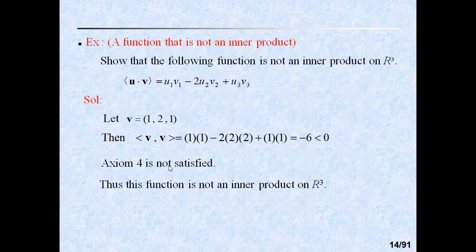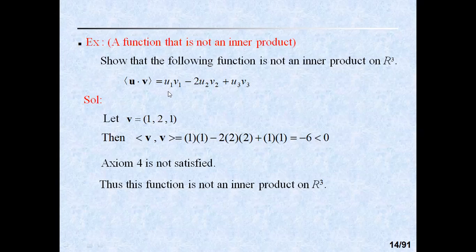A function that is not an inner product. That means now we define one more product that does not satisfy all the axioms of the inner product. That's why it is not an inner product. That is the example we take, and now show that the following function is not an inner product on R cube. What is the inner product defined here?